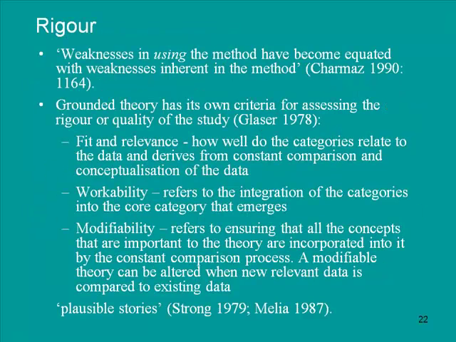Rigor is always important with research, and it has been suggested that the weaknesses in using the method have become equated with weaknesses inherent in the method. I mean, I read really bad grounded theory when I review for journals, and most of that is because people have not moved from a descriptive level up to a conceptual theoretical level. And grounded theory has its own criteria for looking at rigor and the quality of data.